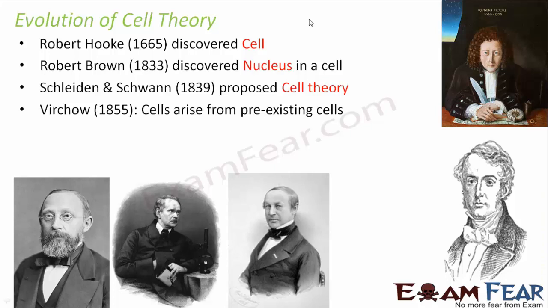Right, so here you can see that in 1665 the cell was discovered for the first time. After that there was a long gap, but then again in the 1800s, that is 1833, then 1839, then 1855. So now gradually people were becoming successful in understanding cells. Okay, so now let us look at the cell theory.